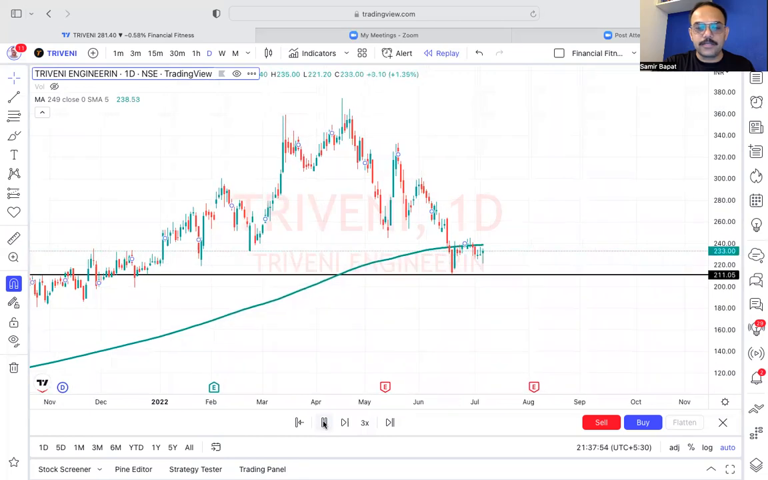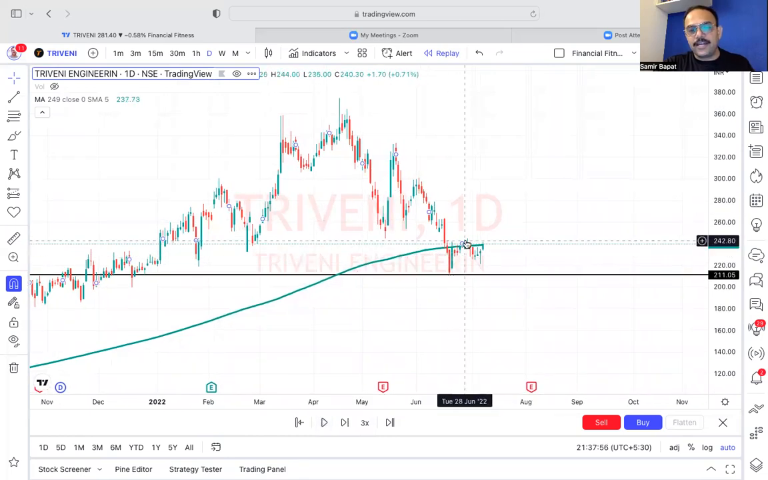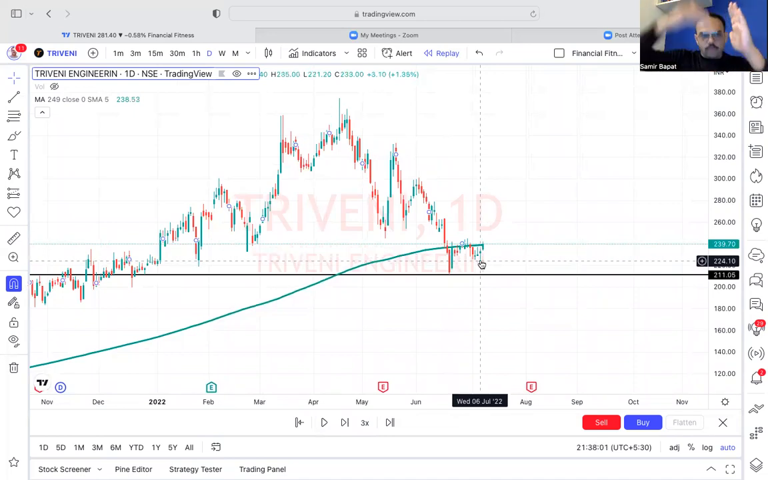Let me increase the speed. Okay. See, again, it went up. Again, it came down. Correct? This is how it is crisscrossing. So you don't have to enter and exit every time it crosses the 249-day line. Just let it go down.